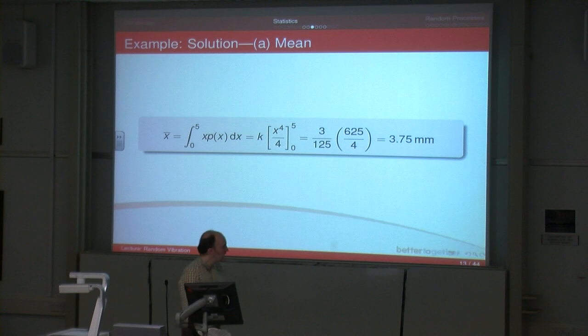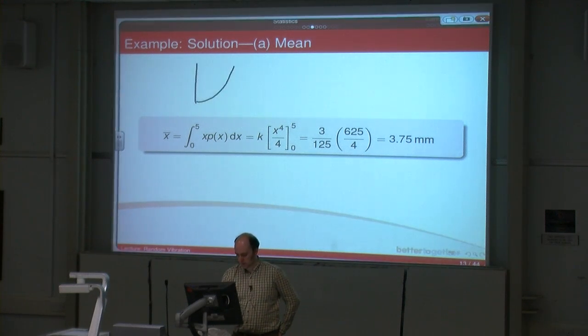The mean is the integral of x p(x). Well, k we know is 3 divided by 125. And the integral of x cubed is x to the power of 4 over 4. Between 0 and 5, you plug in the numbers and you get 3.75 millimeters. So the mean of our distribution, if you remember, looked a bit like this. This is 5, 0, and the mean is somewhere around here. 3.75. That's the mean.